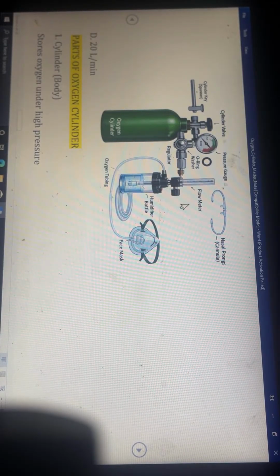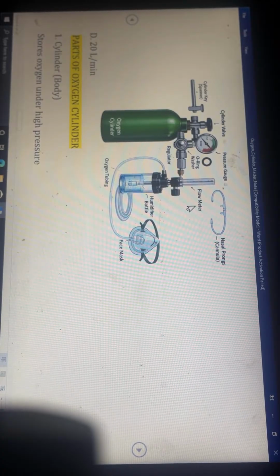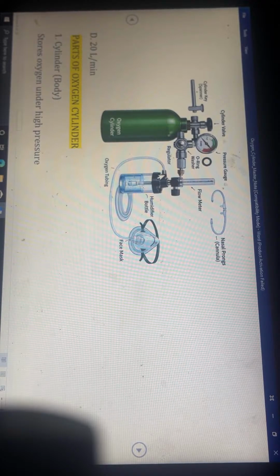So the flow adjuster helps to what? Adjust this flow meter. Then this is the oxygen outlet where the oxygen tubing is connected to it.